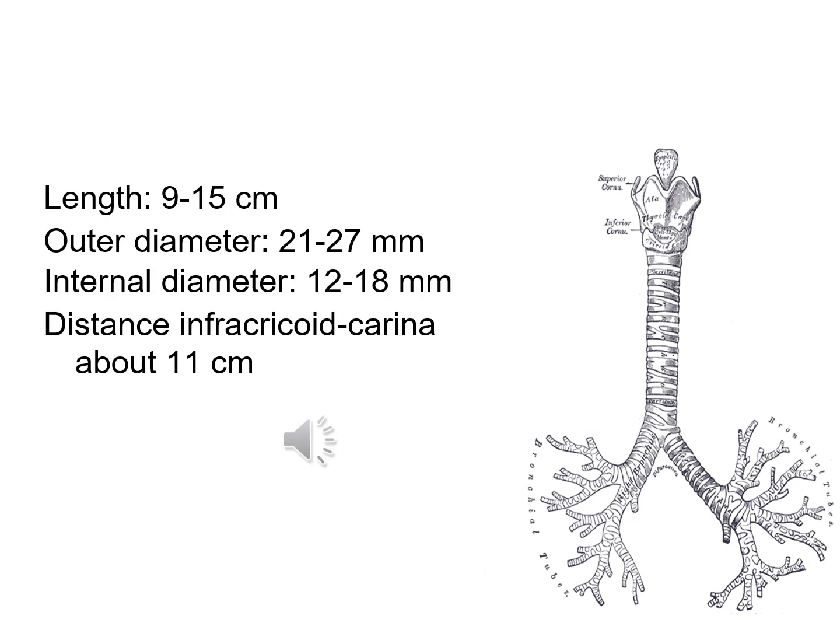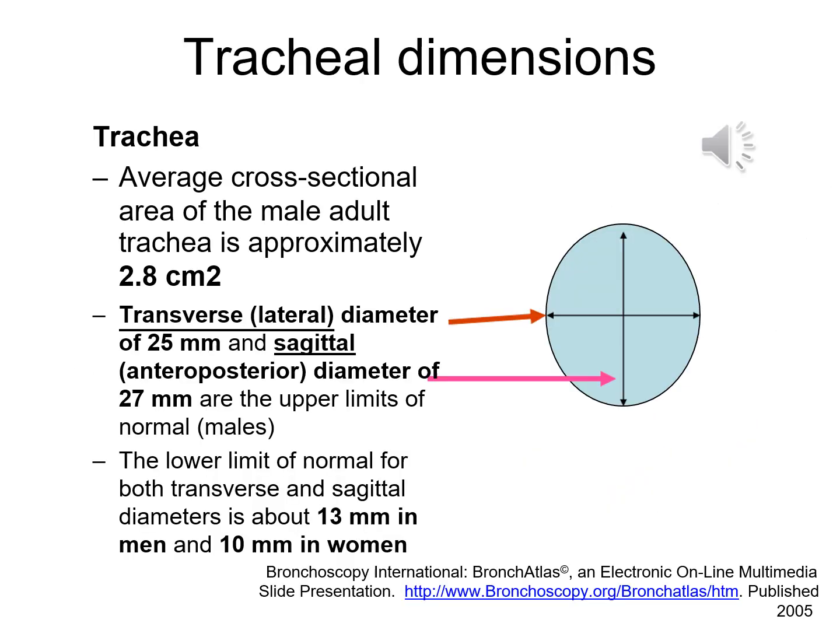Tracheal dimension. Trachea. Length, 9 to 15 cm. Outer diameter, 21 to 27 mm. Internal diameter, 12 to 18 mm. Distance from infracricoid to carina about 11 cm.